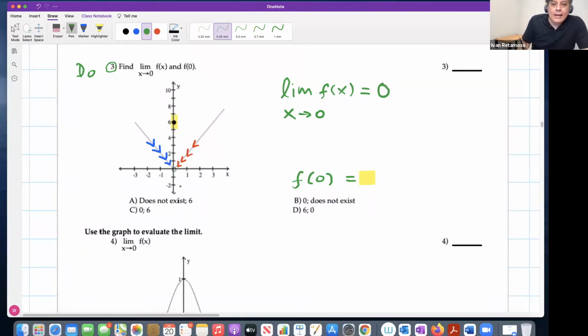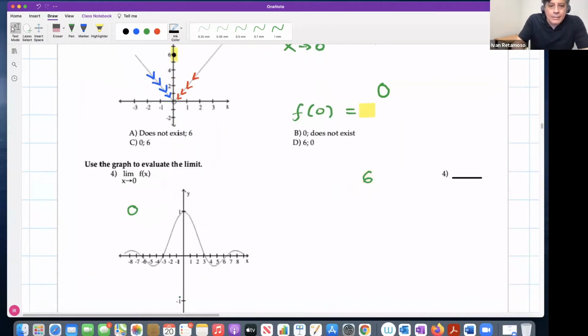Great. And the evaluation, I cannot do the evaluation here. It's a hollow circle. Instead, I look at the solid circle. The solid circle is located at 6 units up here. So this should be 6. Excellent, right? 0 and 6 in that order, right? Excellent, guys. Very good.